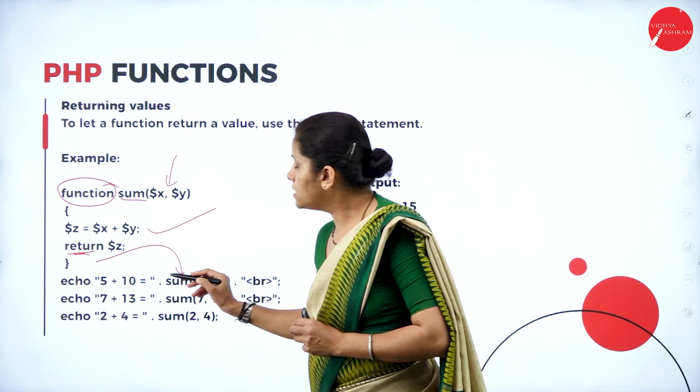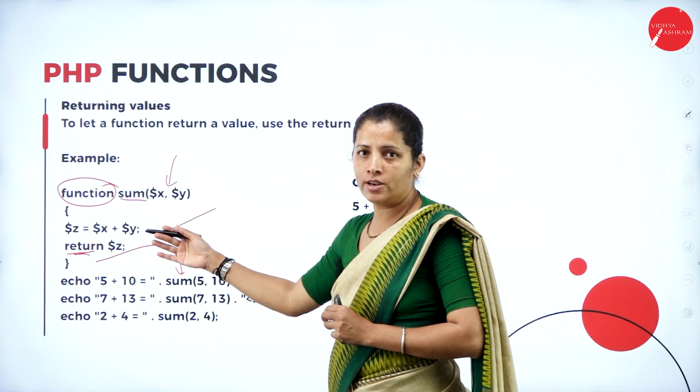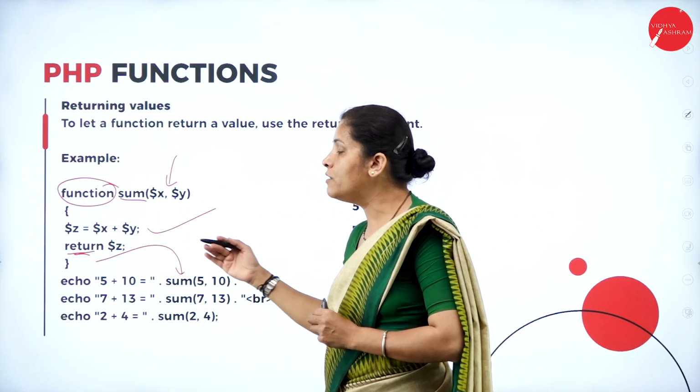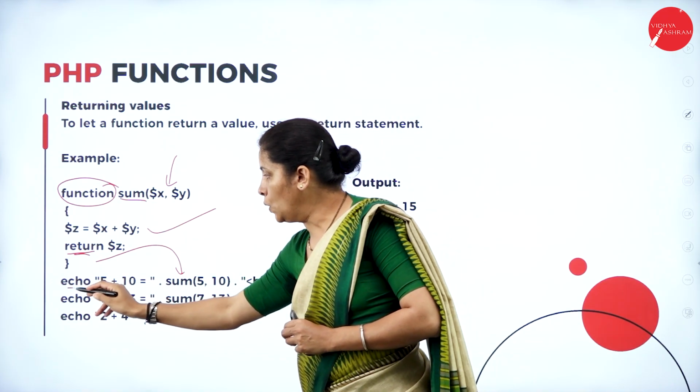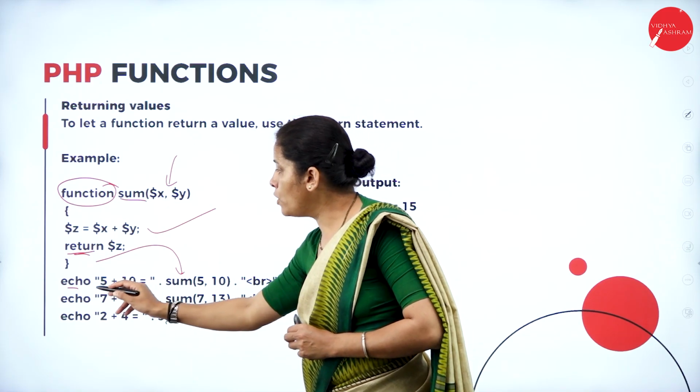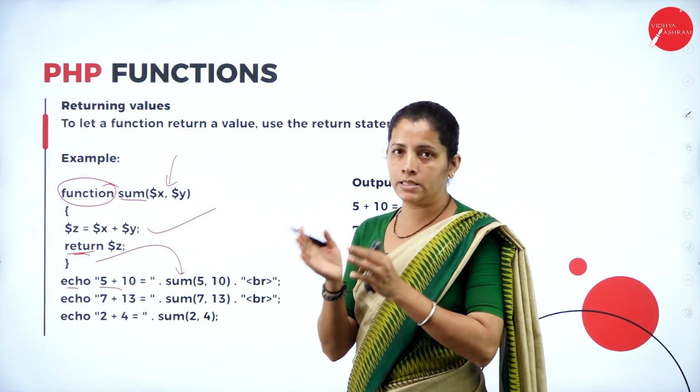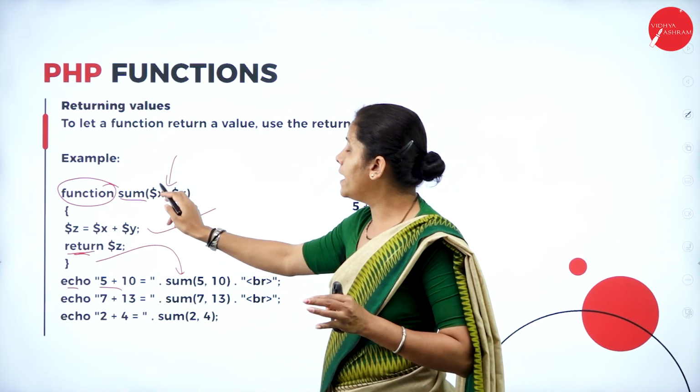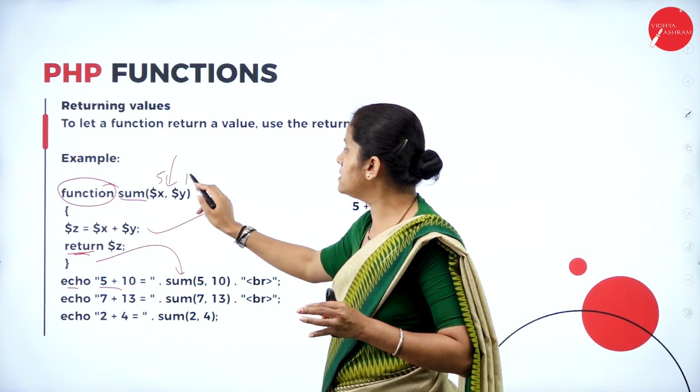So see here, if I want to execute the function, I want to call the function. Echo, and I want to get the output of 5 plus 10. So what is x? X is 5 and y is 10.